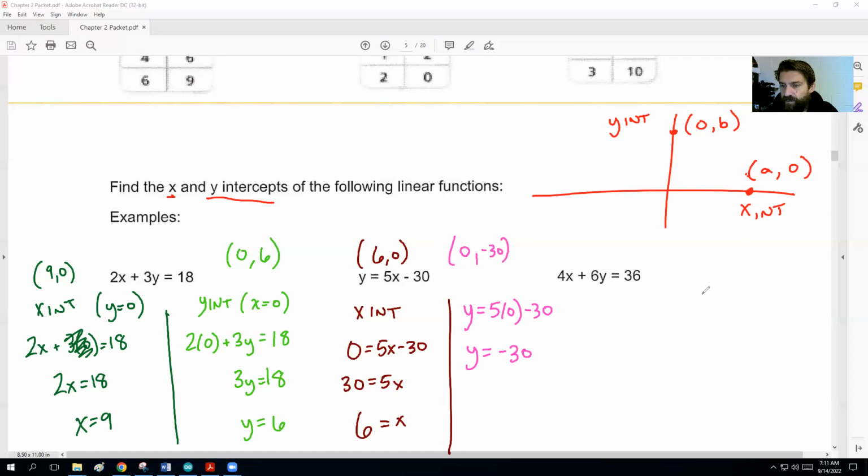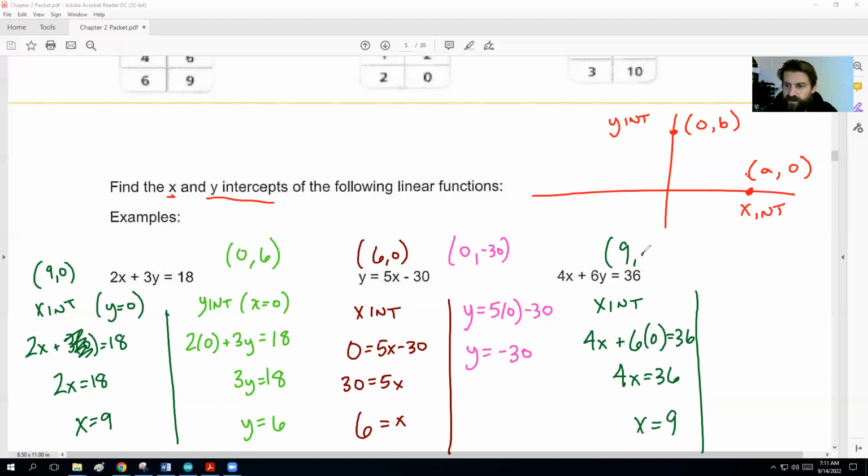All right, once again, if you want to pause, you can. Let's see if we do this one here correctly. The x-intercept, we're going to make the y equal to 0. So 6 times 0 equals 36. All right, so that goes away. We get 4x equals 36. We divide 36 by 4, we get 9. So we get a point at 9, 0, just like the first problem.